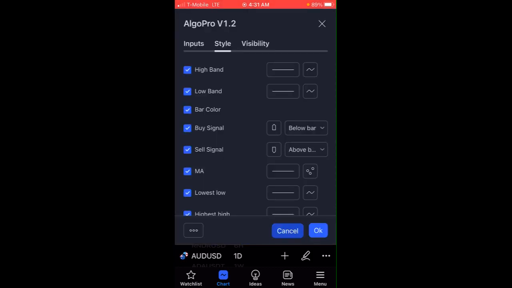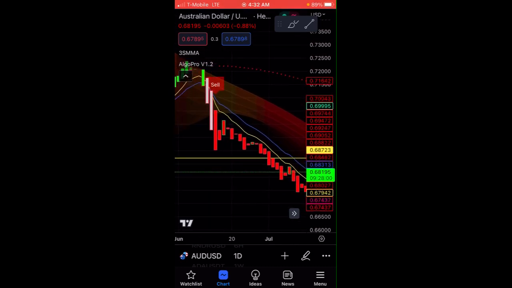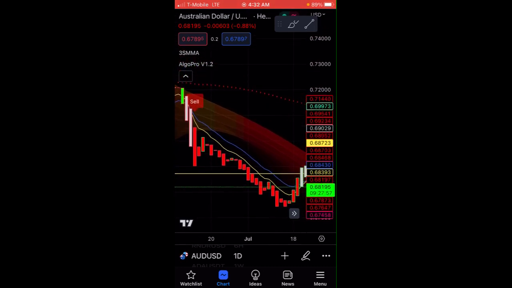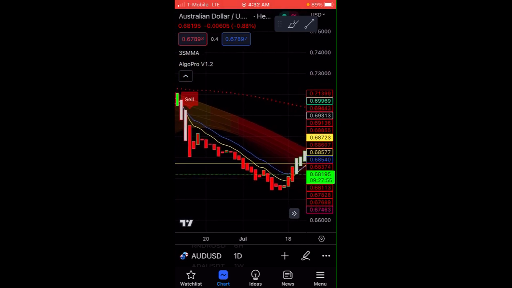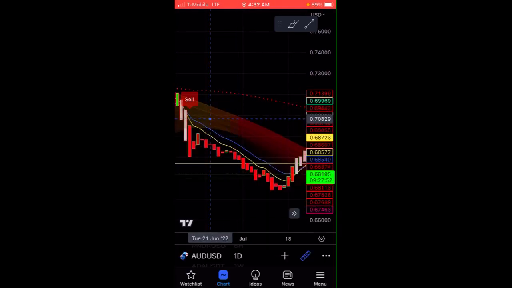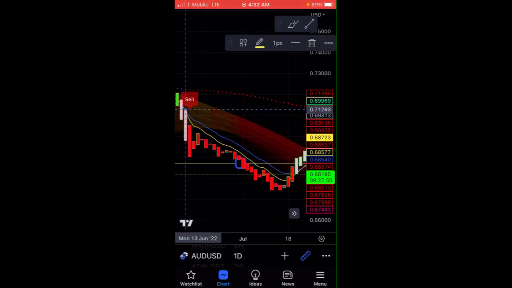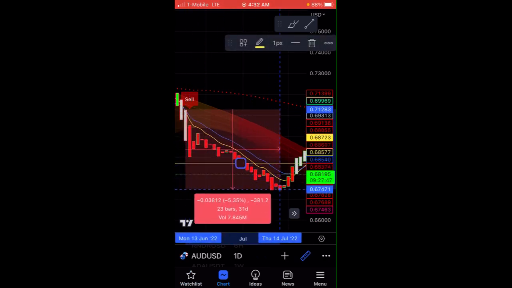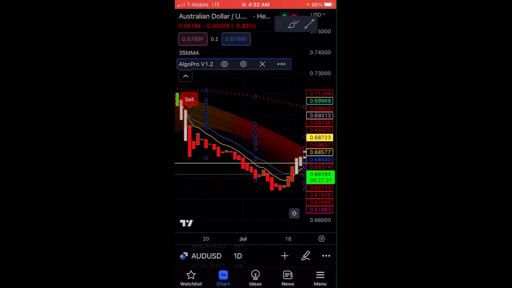So let's do this one more time. We get a sell signal right here. So we ride that out. And that is a 3,915 pip move on Forex. If you had $1 for your lot size, that would be almost $4,000 in 31 days. So this is very powerful.